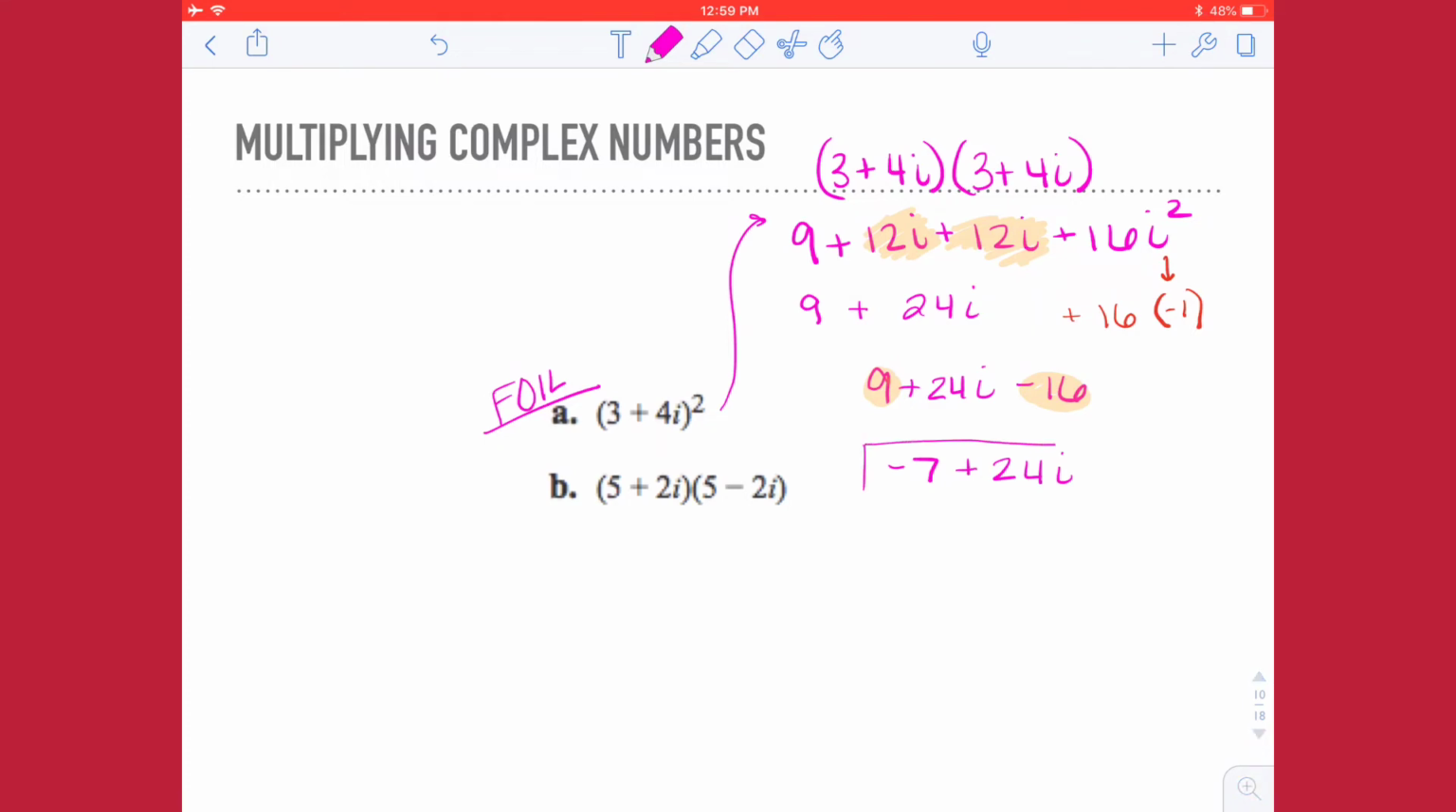And that would be my real number solution. Well, excuse me, my real number solution and complex value. So that would be my solution in standard form.